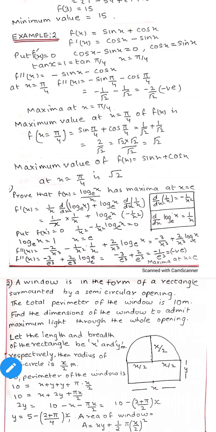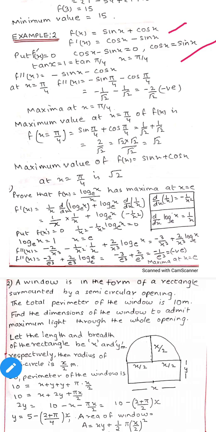Consider the second example. f(x) is equal to sin x plus cos x. Differentiate, we get cos x minus sin x equal to 0. Put f'(x) equal to 0. Cos x minus sin x equal to 0. Cos x is equal to sin x. Then tan x is equal to 1 and x is equal to pi by 4.